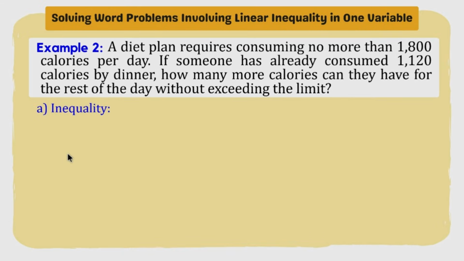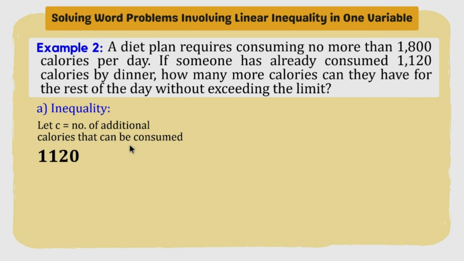Okay? So let's show the inequality muna. So using this variable, let C be equal to the number of additional calories that can be consumed. So we have here 1,120, yung na-consume na calories. We can add C since ito yung kailangan pa niya na calories. And then, since sabi dito, no more than 1,800, anong symbol ang gagamitin natin? We have less than or equal. Kasi pag sinabing no more than, hindi lalagpas sa 1,800. Kasama ba yung 1,800 doon? Yes. So, 1,800 is still included.